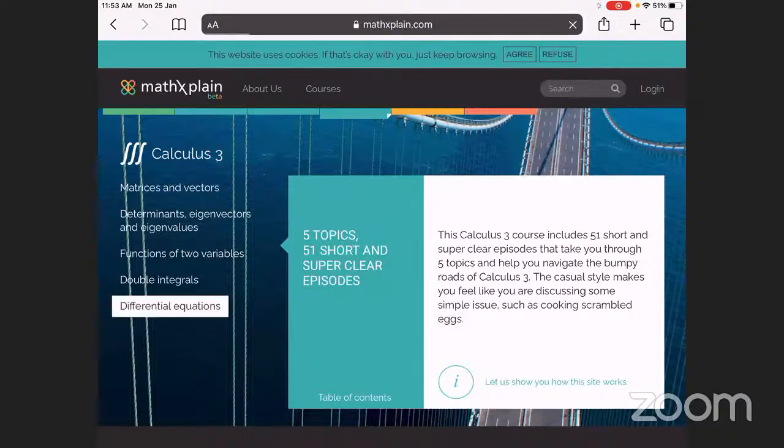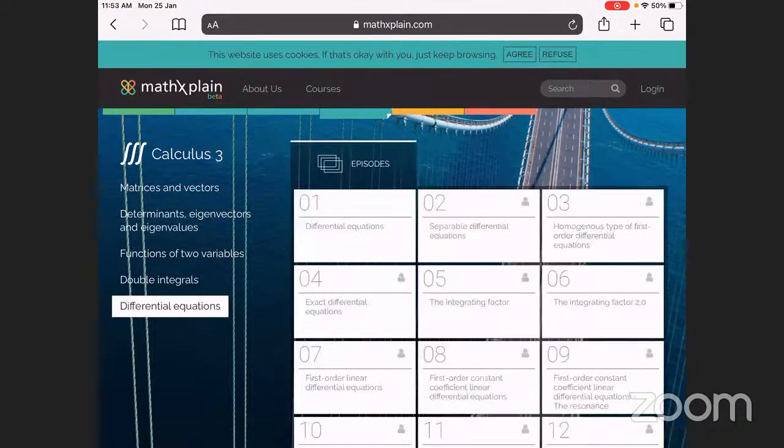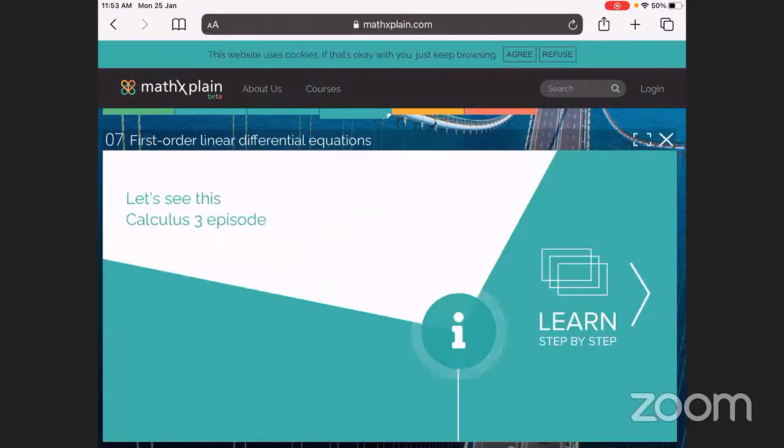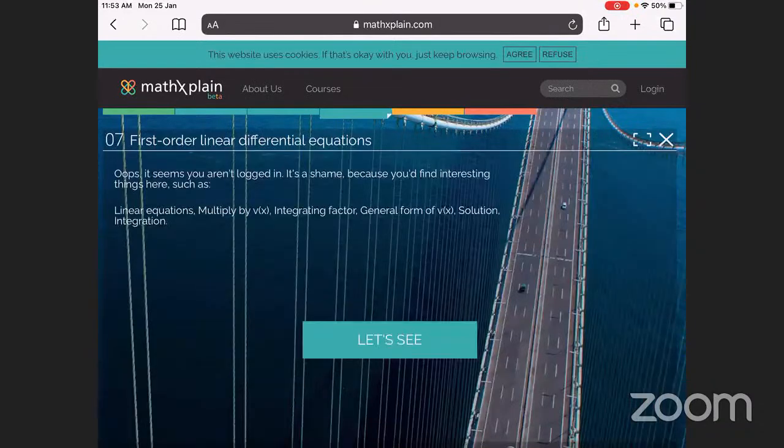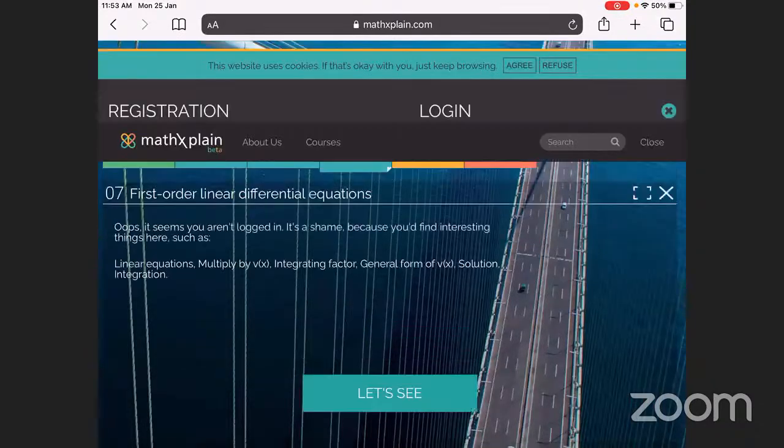Let us look at differential equations. So integrating factor, exact equations, differential equations, separable differential equations, homogeneous type of equations, and so on. Let us see how this particular tool solves this. First order linear equations. You can learn this step by step. Let us see how this can be done.